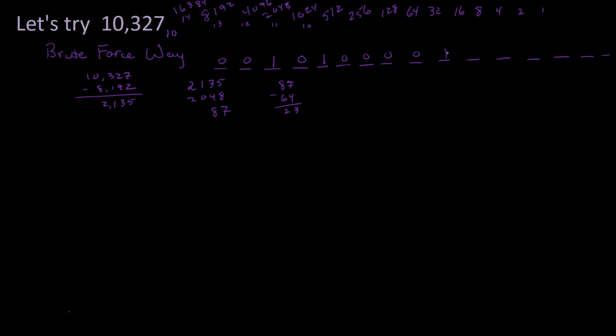So I'll have a 64. No 32. 16 does fit in there, so I'll have a 16. And 23 minus 16 is equal to 7, which means I don't have any 8s. I do have a 4. 7 minus 4 is equal to 3. I do have a 2. 3 minus 2 is equal to 1, and then I have the 1. And so that would be my number.